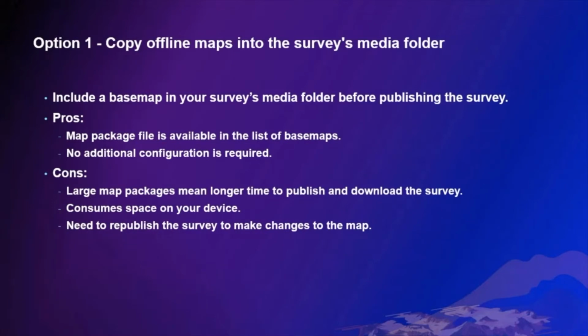After you've created your offline map, the first option to deploy it is to copy the map package file into your survey's media folder and then publish your survey. Any map packages in the media folder will then be available in the survey's base map picker. The pros of this method are that no additional configuration is required for the survey author, and the survey user doesn't have to worry about downloading offline maps because they will automatically be downloaded when the survey is downloaded.